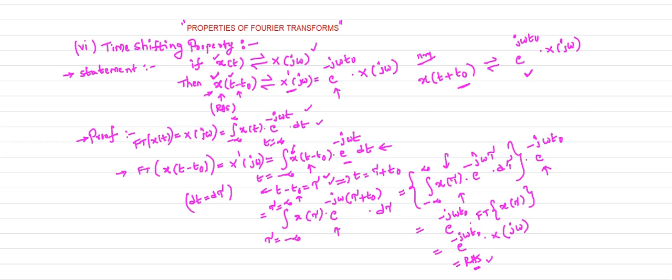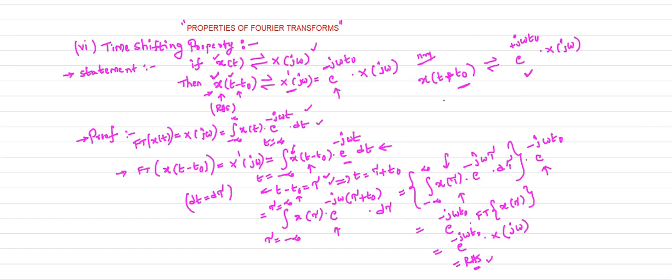So whenever the shifting is a right hand side shifting operation, here we have a minus sign, and in this also we will get a minus sign. If the shifting is left hand side, that means we have the plus sign here, so in this also we have the plus sign. Like that you can remember the results. This is your shifting operation.